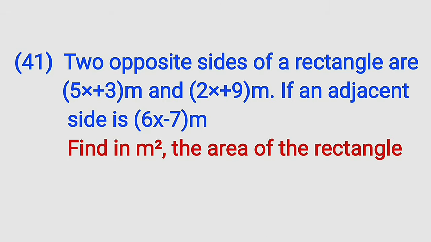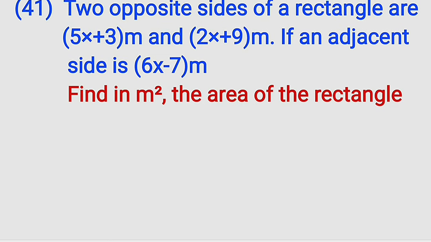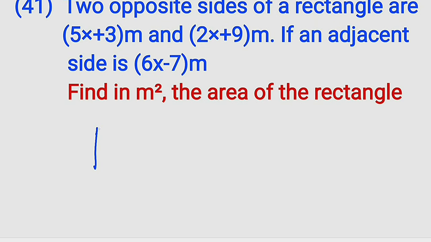Still on WAEC 2024 Mathematics Examination Objective Questions. Today we are going to begin with question number 41 down to question number 45. And question number 41 reads, two opposite sides of a rectangle are 5x plus 3 meter and 2x plus 9 meter. If the adjacent side is 6x minus 7 meter, we're asked to find, in meter squared, the area of the rectangle. All right, let me make a sketch here.